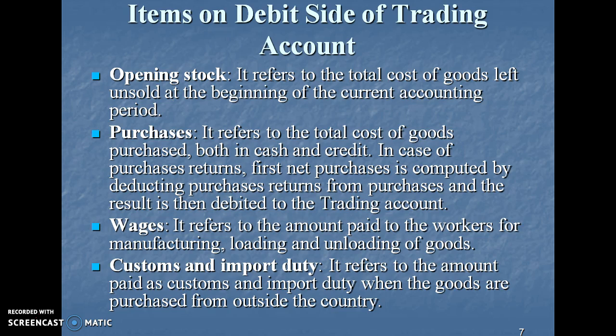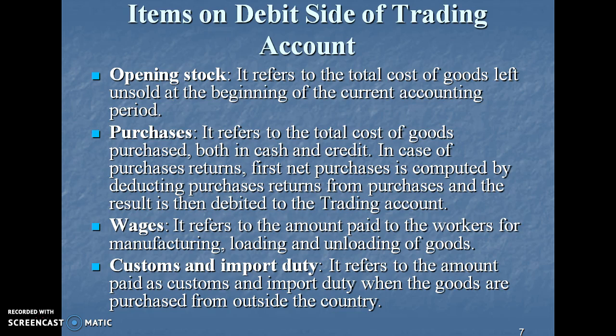Items on the debit side of the trading account. First is opening stock. Now what is opening stock? It refers to the total cost of goods left unsold at the beginning of the current accounting period. Purchases. It refers to the total cost of goods purchased both in cash and credit. In case of purchase return, first net purchases is computed by deducting purchase return from purchases and the result is then debited to the trading account.